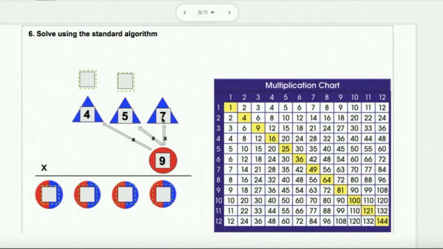9 times 7. Did you get 63? Me too. What did you do with your 6? Because it can't stay down on the floor. Oh my goodness, I did the same thing. You brought it next door. All right, here we go. 9 times 5.